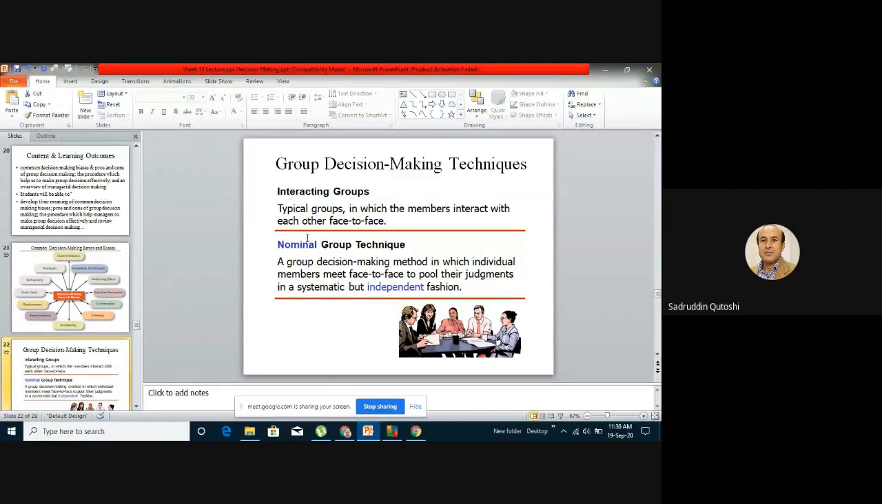Now come to the next point, that is group decision making techniques. What are those techniques? Why do we go for group decision making techniques? The very common group decision making technique is interacting groups, a very typical group in which members interact with each other to take a decision. This happens in face-to-face situations. People sit together and interact with each other, and they take decisions.